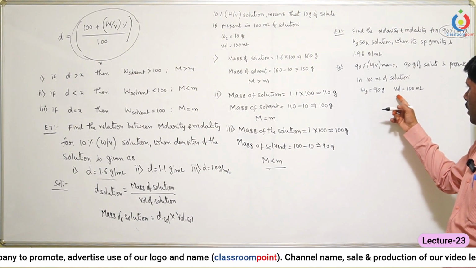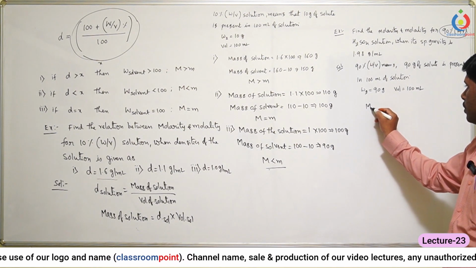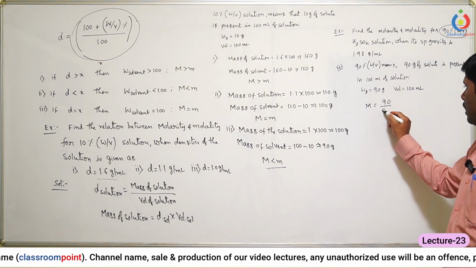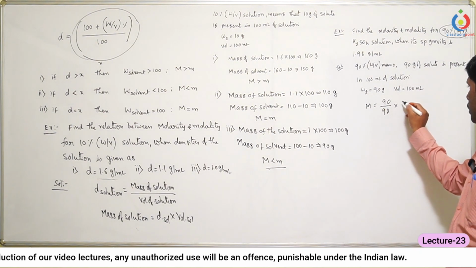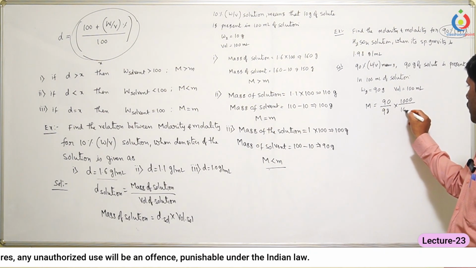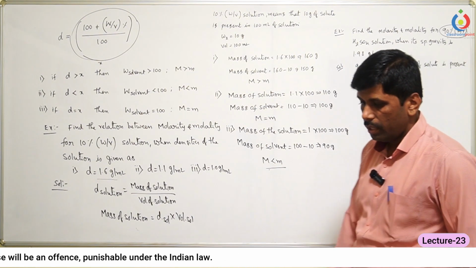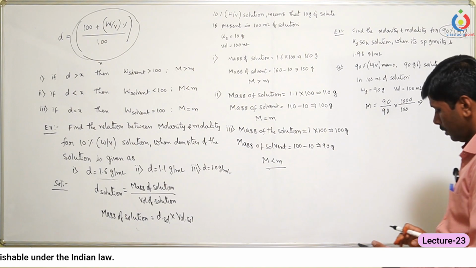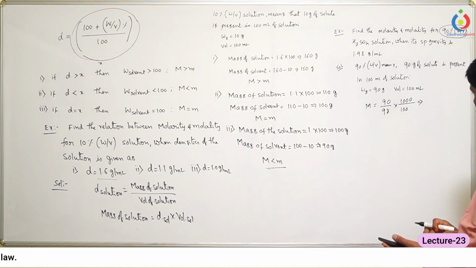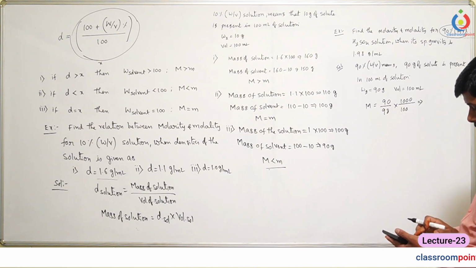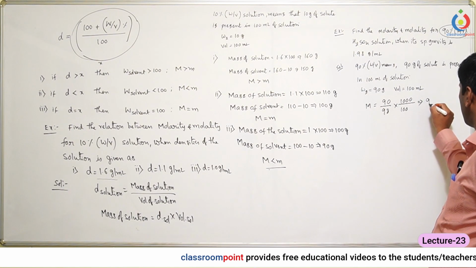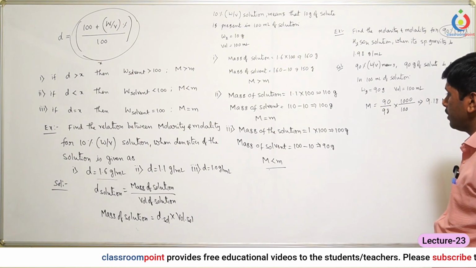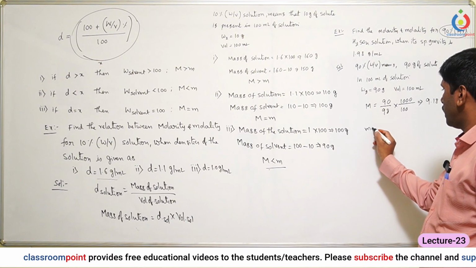So mass of the solute and volume of the solution are given, so molarity equals mass of solute by molecular mass of the solute, that is H2SO4 molecular mass is 98, into 1000 by the given volume of the solution, which is 100. Its value now, 90 into 1000 divided by 98 divided by 100, gives 9.18. 9.18 is the molarity.